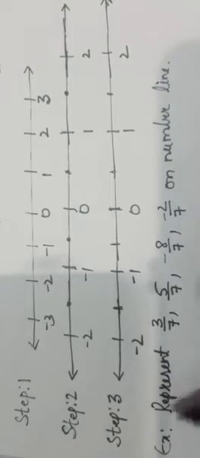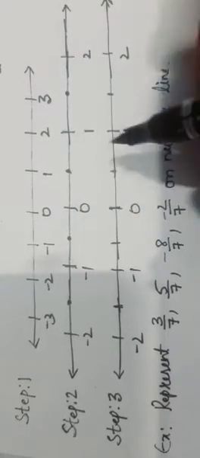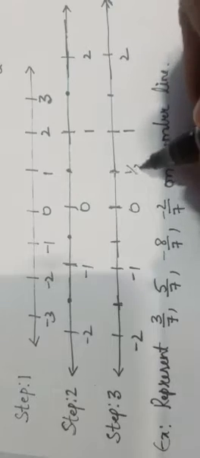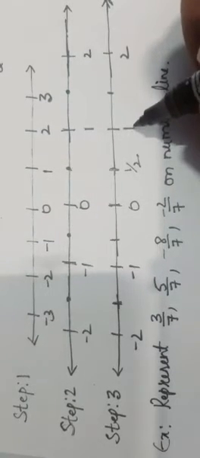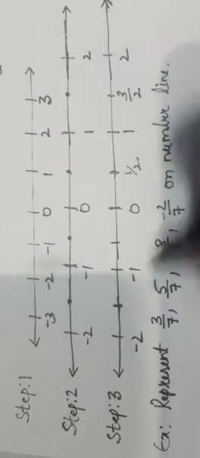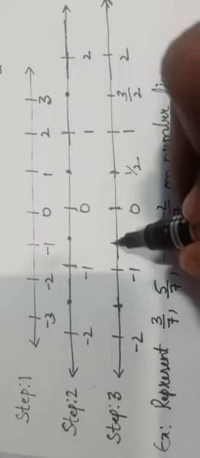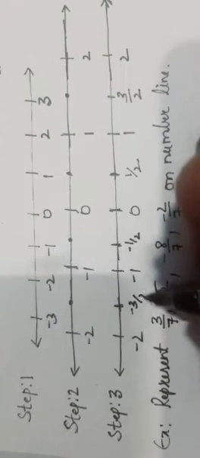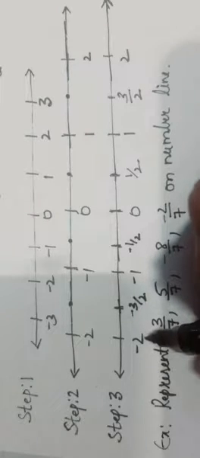Children, now in step 3, between 0 and 1, there is a division, right? So, after 0, the first division is called 1 by 2. The second division is 1 and the third division will be 3 by 2. In the same way, to the left of 0, the first will be minus 1 by 2. This is minus 2 by 2, which is minus 1. The third one will be minus 3 by 2. Then we have minus 4 by 2, which is minus 2.